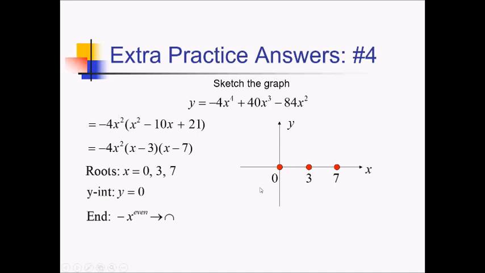Now looking at our root behavior, we're going to look at the individual factors for that. We notice that 0 came from this x squared factor, so that's a double root, meaning we are going to bounce at 0. And then 3 and 7 both came from single power factors, so that means we are going to cross through those x-intercepts. So starting below the x-axis, we bounce at the origin, and then come back down and cross through 3, and then cross through 7. And we are ending below the x-axis, which is where we expected to with this end behavior here.